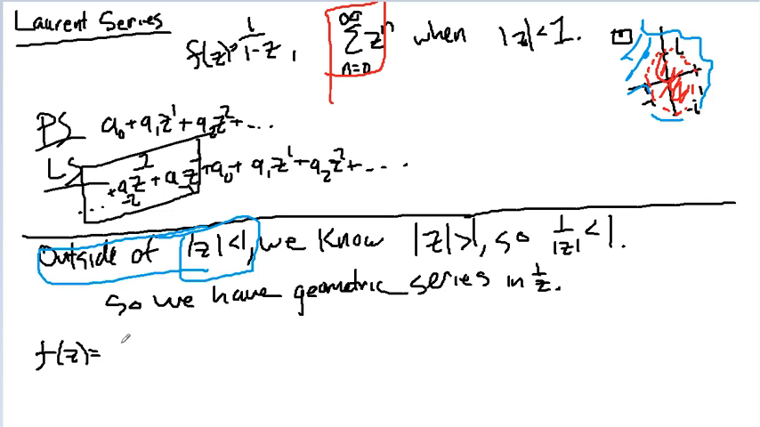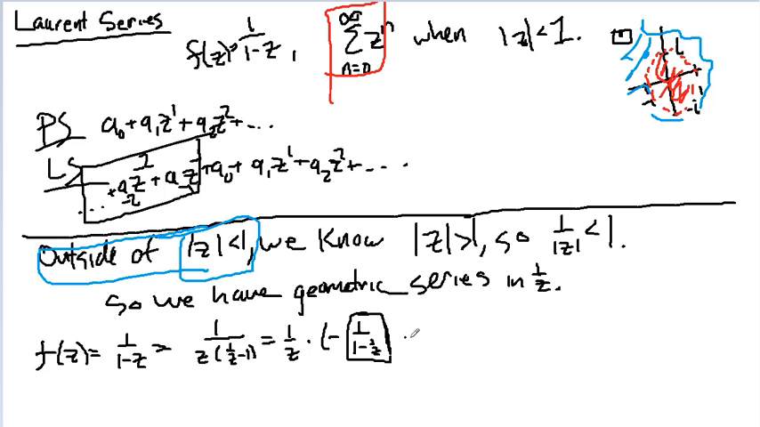How would we find the Laurent series? We do this, except we want the geometric part to be 1 over z. So I can factor out a z out of both of these, and I get 1 over z minus 1. So this is equal to 1 over z times negative 1 over 1 minus 1 over z. And this part here is a geometric series, which equals negative 1 over z times the sum from n equals 0 to infinity of 1 over z to the n.